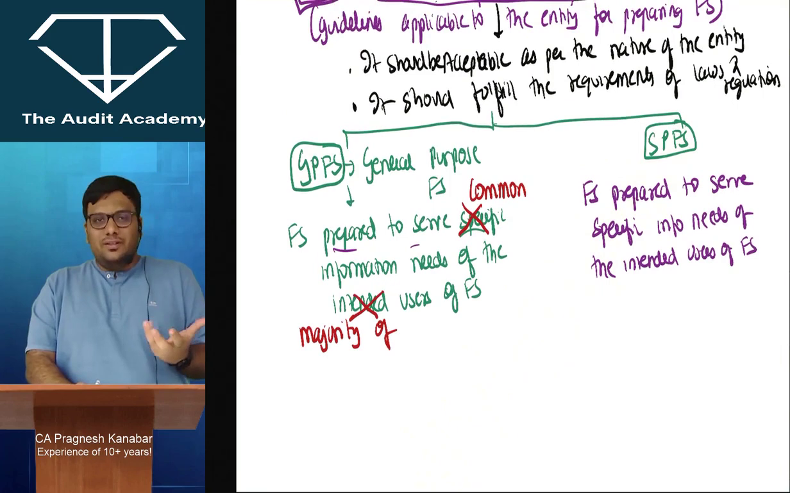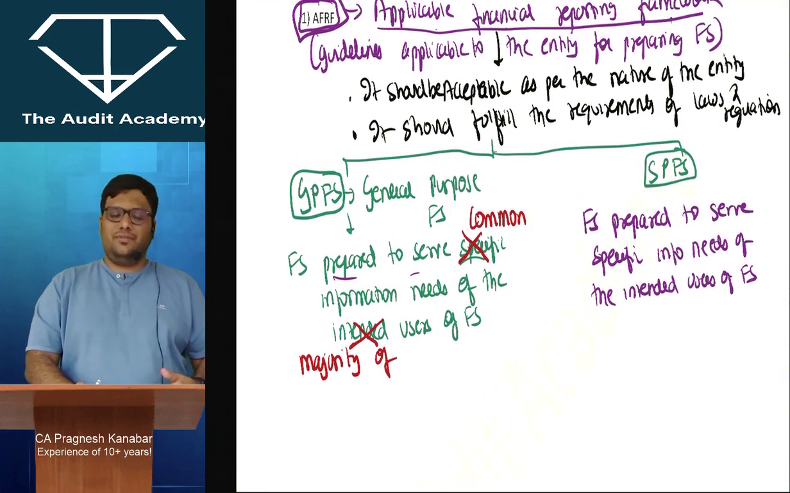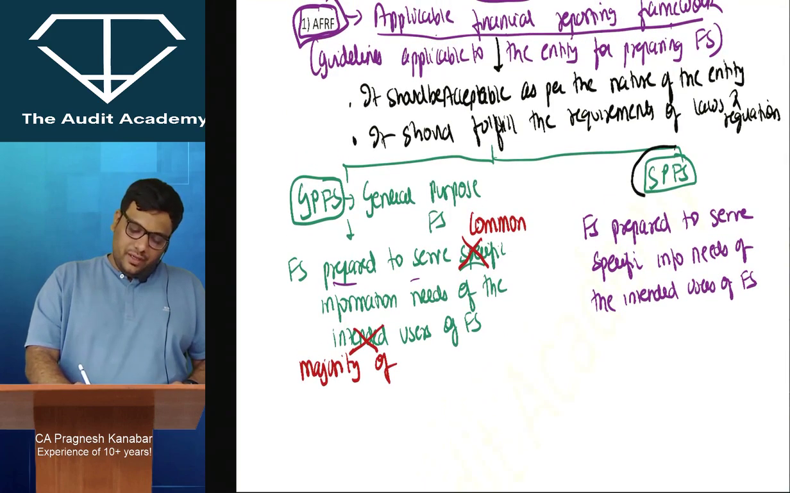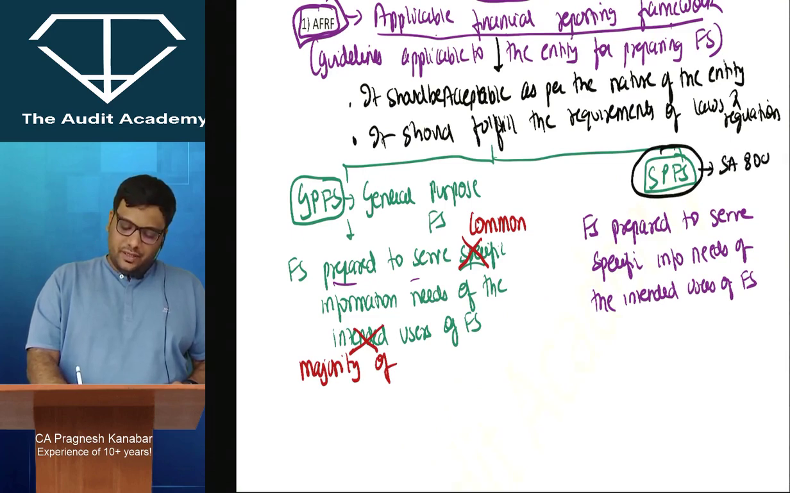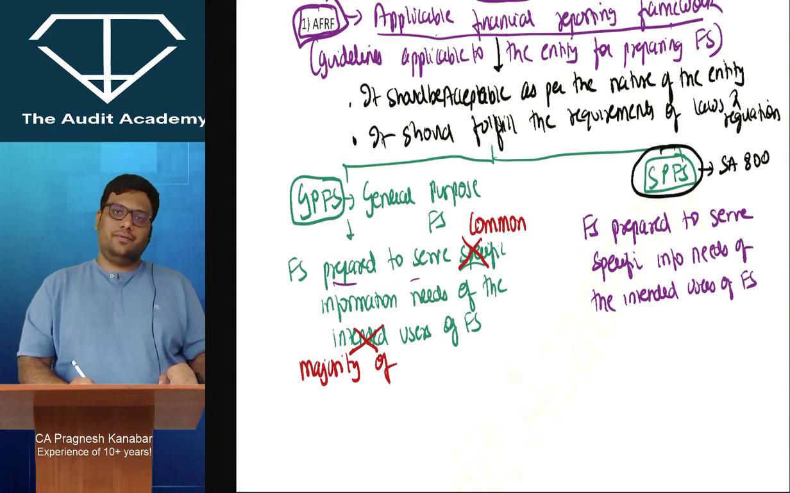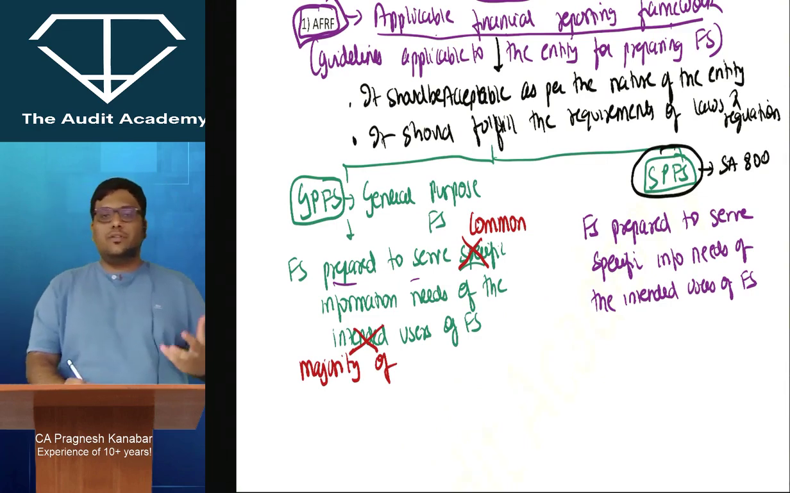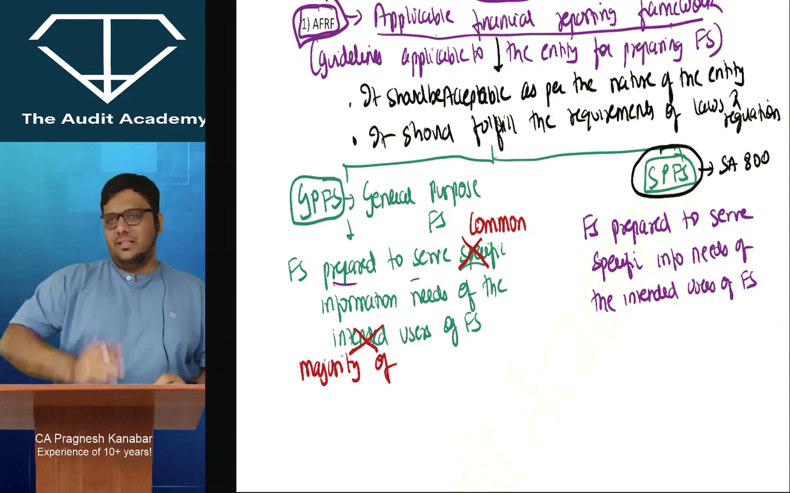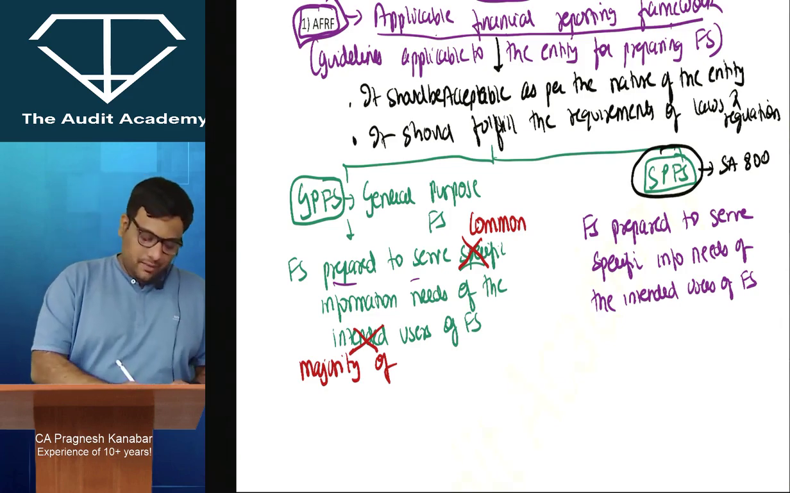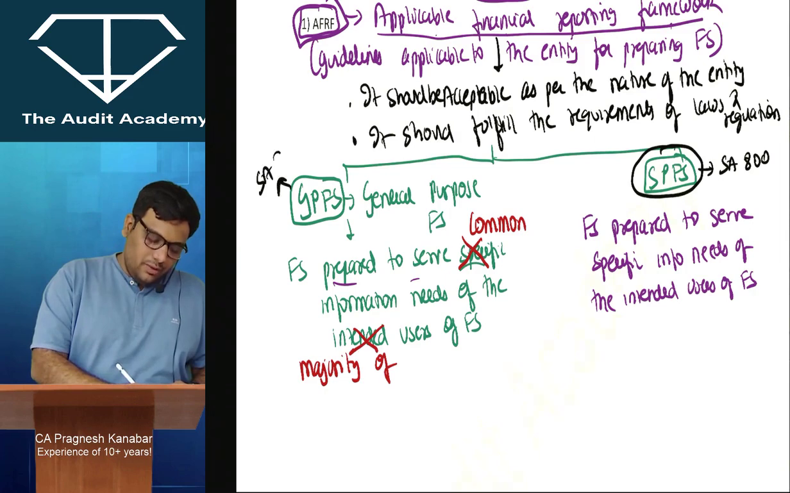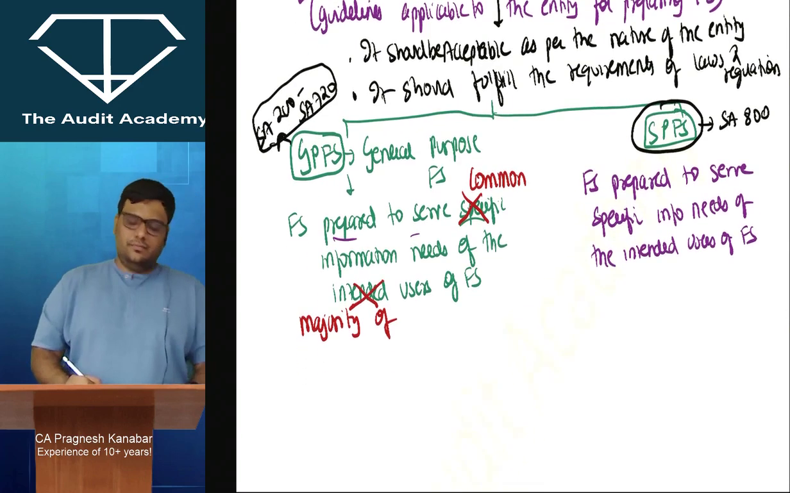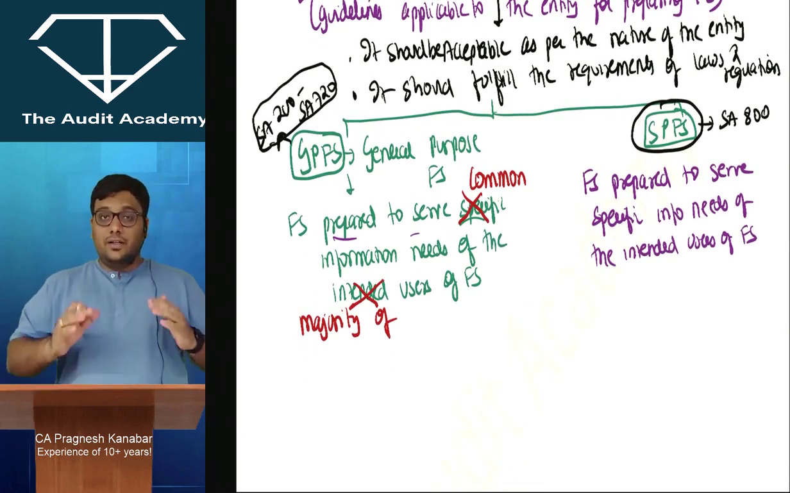Why do you need to know this, audit of GPFS, SPFS? Because my dear friend, this whole audit of SPFS, special purpose financial statements, is covered in SA 800. Whereas the stat audit, the normal audit that we conduct, company final accounts, basically audit of GPFS, whether statutory, voluntary, whatever it is, is covered in the normal day-to-day audits that you have seen, SA 200 to SA 720. Am I clear with this? Yes sir.